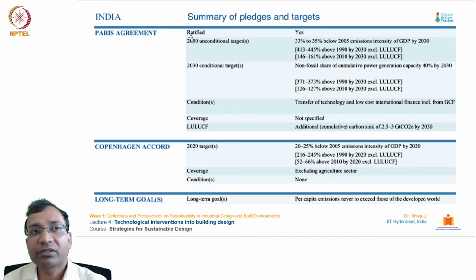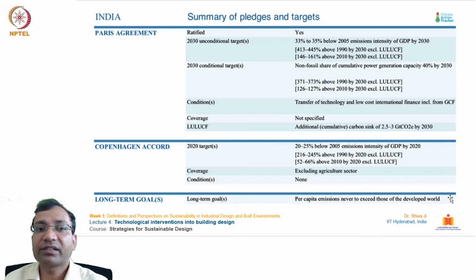So the Paris Agreement, yes, India has ratified it. And Copenhagen Accord targets of 2020, so 20 to 25% below the 2005 emissions intensity of GDP by 2020. So this is the target taken by it. Long term goals, if you see, per capita emissions never to exceed those of the developed world. So that is the overall very long term target of India, that we should never exceed the per capita emission levels of the developed countries.